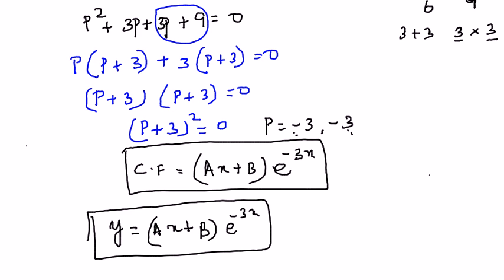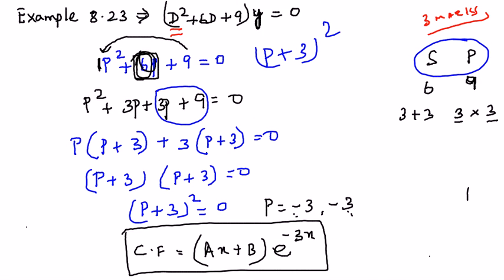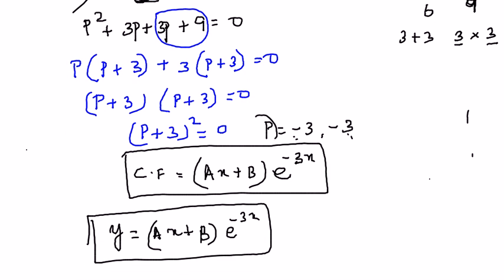So you just have to write the characteristic equation, which is, instead of d squared, put p, and solve it using the sum and product method. Since both the roots are the same, this will be the formula: ax plus b into e power minus whatever you got the root as, and a and b are arbitrary constants. So this is a very, very easy 3-mark question.